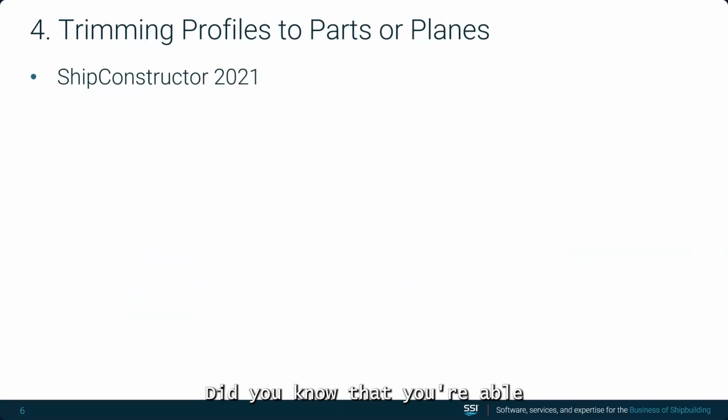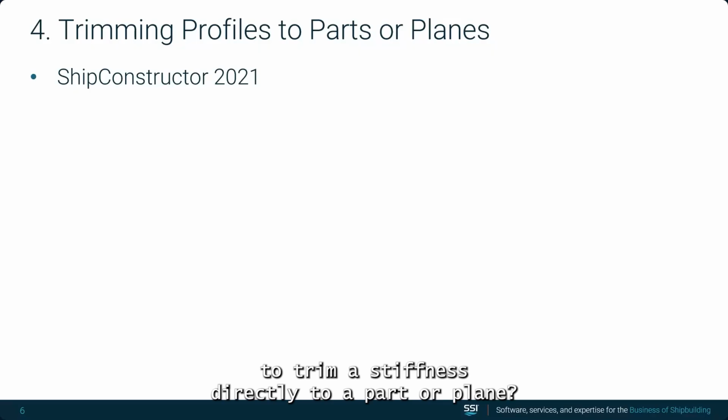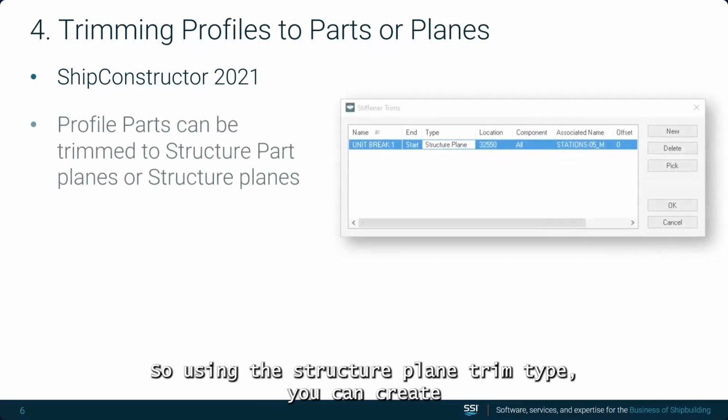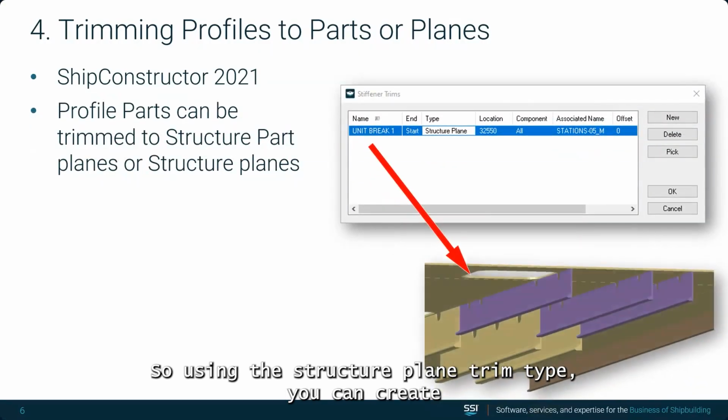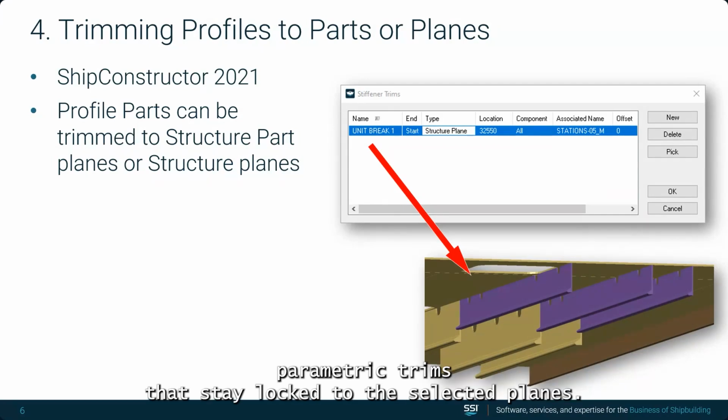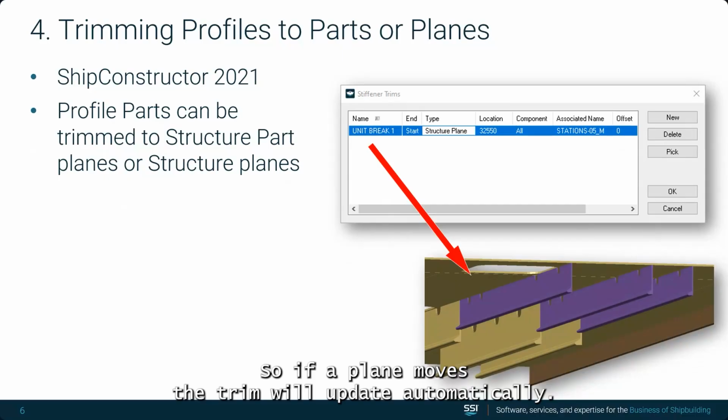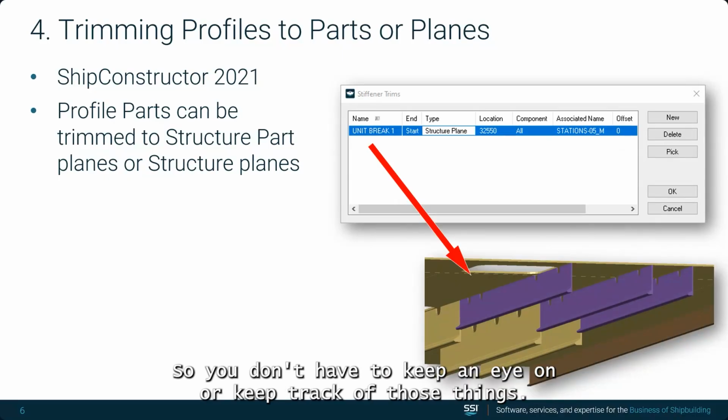Did you know that you're able to trim a stiffener directly to a part or plane? Using the structure plane trim type, you can create parametric trims that stay locked to the selected planes. If a plane moves, the trim will update automatically, so you don't have to keep an eye on or keep track of those things.